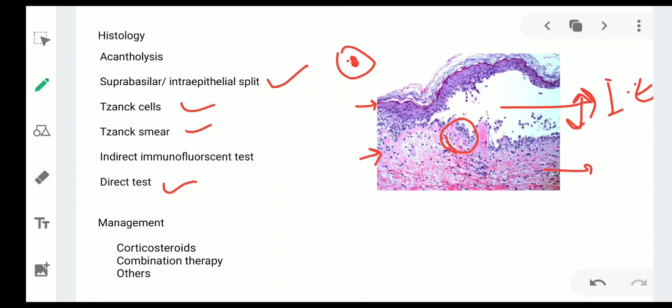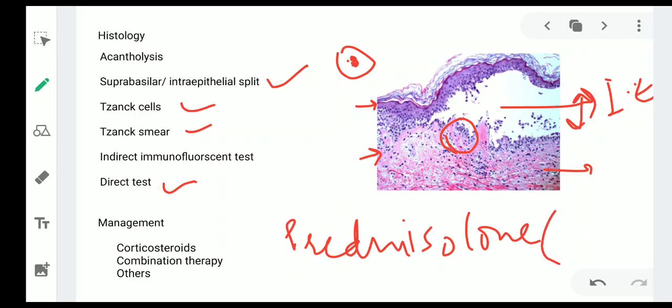Now for the management here, we have corticosteroids, which may include prednisolone, 1 to 2 mg per kg body weight per day, and a combination therapy of high dose of corticosteroids plus immunosuppressive drugs such as cyclosporin, cyclophosphamide, or other drugs such as dapsone or tetracycline can be used.